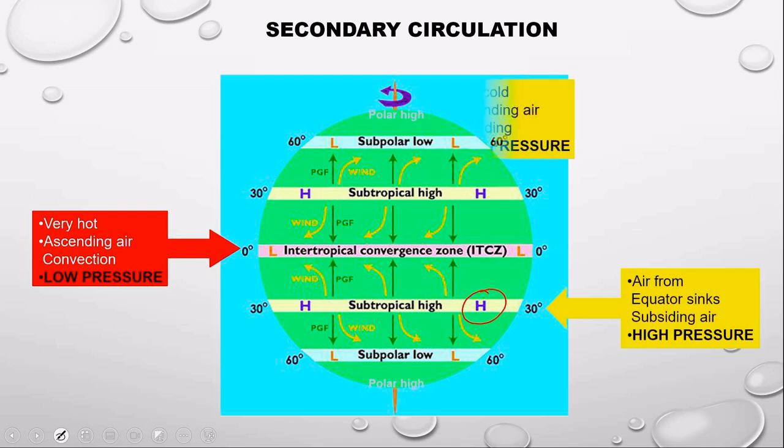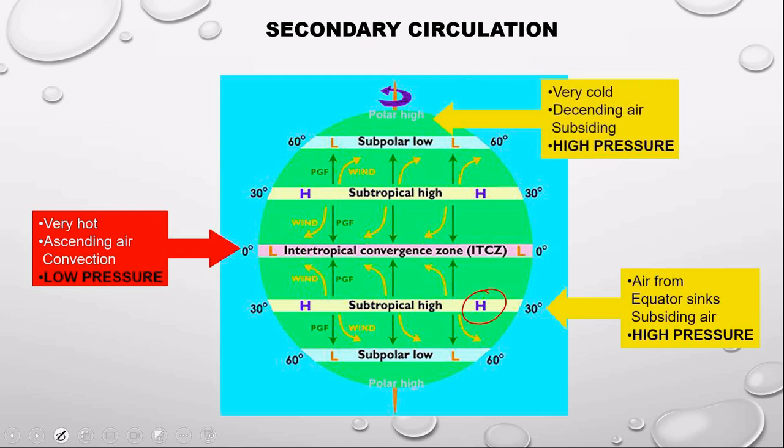Okay, now let's look up there near the poles. Again, it's a high pressure. And what does that mean? Very cold areas. Remember, the more you move towards the poles, the lower the temperature. Again, likewise, because these are both high pressures, there'll be subsiding air. And that is, as we said, air that descends. The air that descends. Or you can say air that sinks.